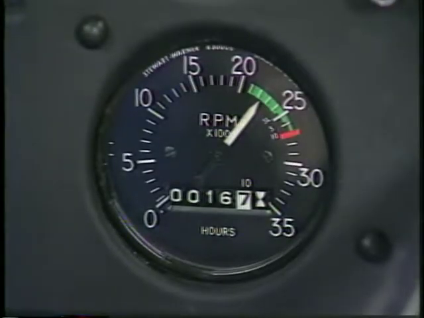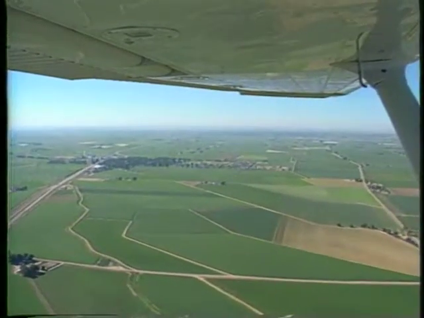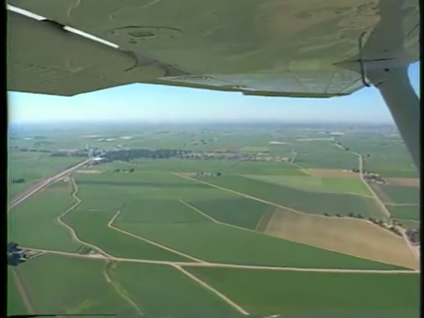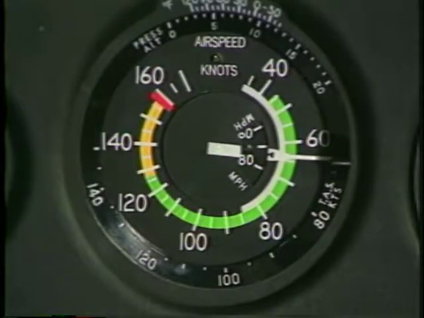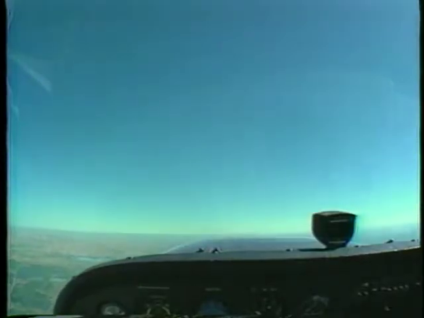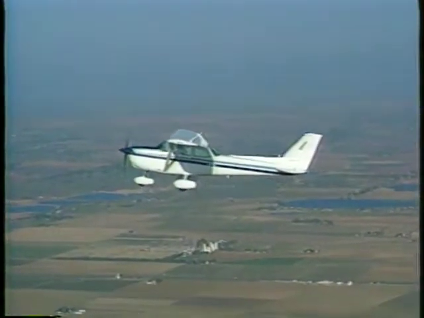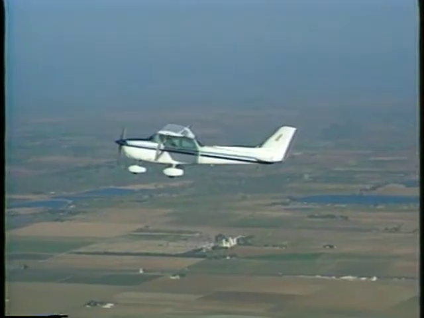After the area is cleared, reduce power. And as the airplane is slowing to liftoff speed, lower the flaps if appropriate. As the airspeed decreases, increase back pressure to maintain your altitude. When the airspeed has decreased to near liftoff speed, simultaneously add back pressure as you advance the power to the takeoff or climb setting recommended by the manufacturer.